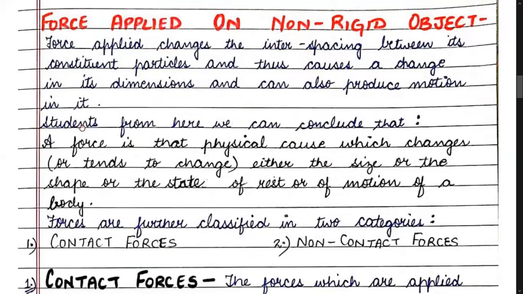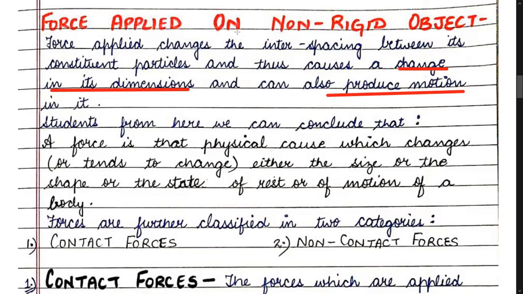Now, what happens in case of a non-rigid object? Children, when a force is applied on a non-rigid object, the force applied changes the interspacing between the particles, and thus it causes a change in its dimensions. So, if you apply force on a non-rigid object, two things can occur. Firstly, you can change the dimension of the object, and secondly, you can also produce motion in the object. While in case of a rigid object, only motion can be created.